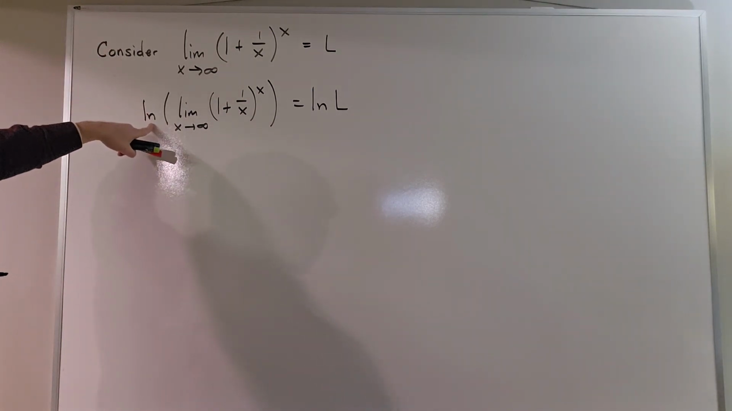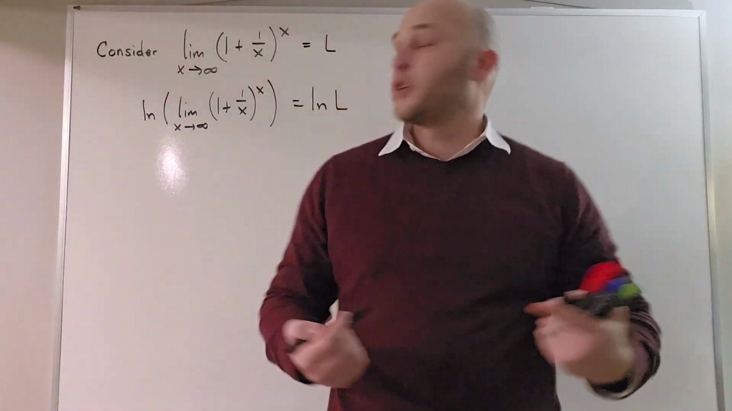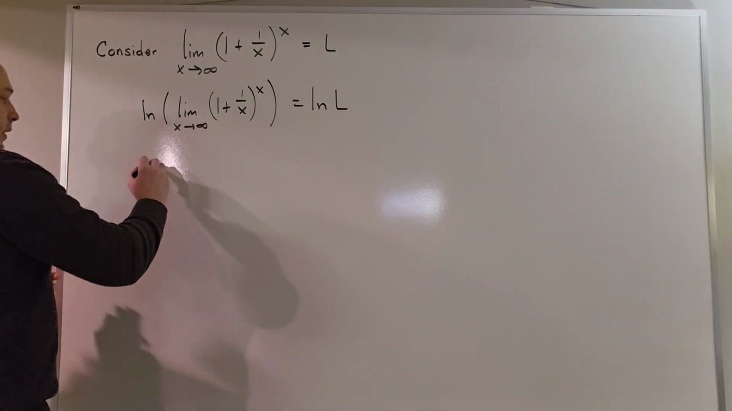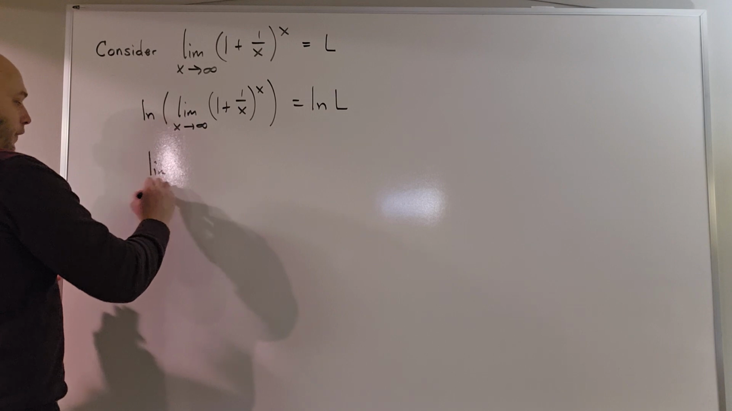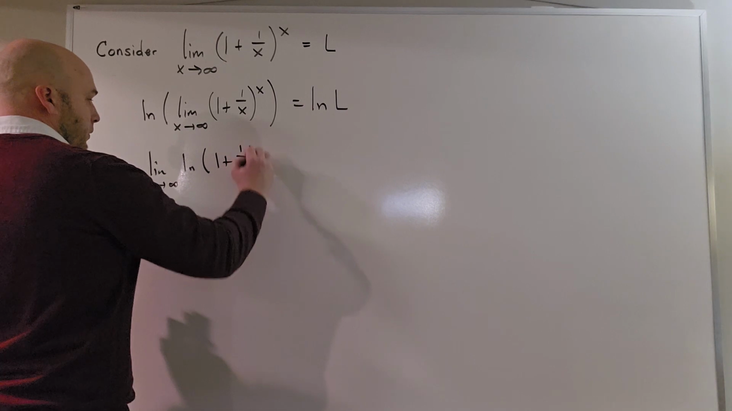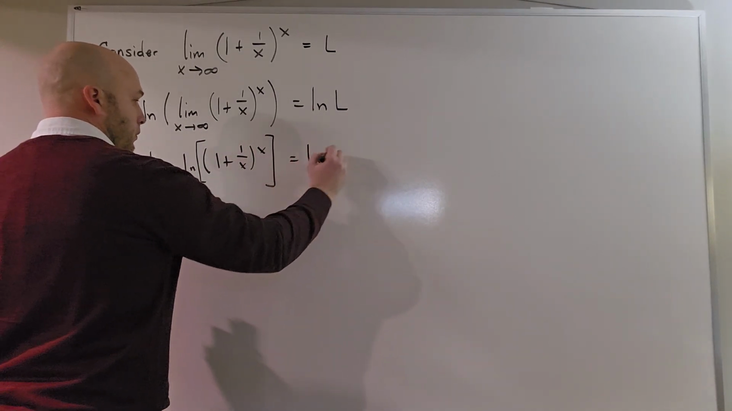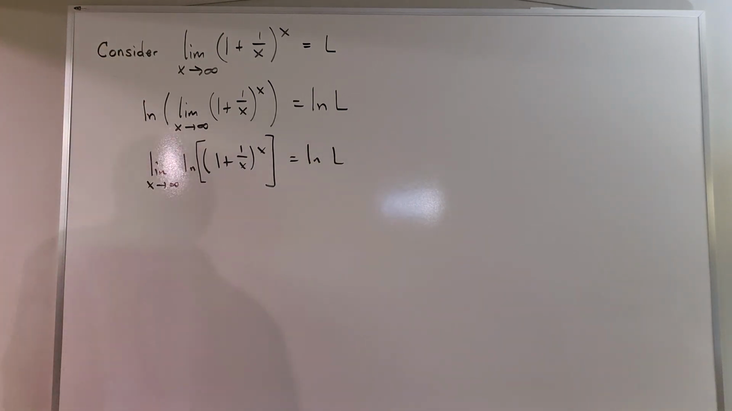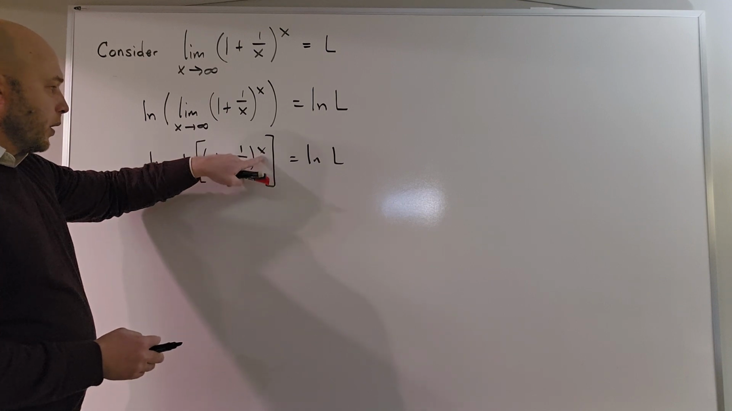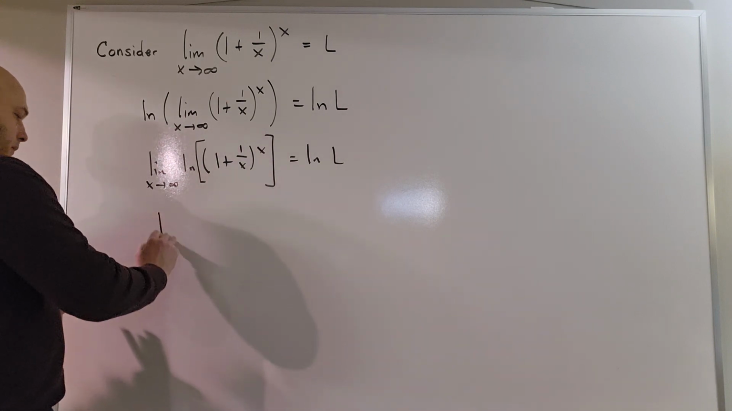Now remember, the natural log is a continuous function, and the limit operation is interchangeable with continuous functions, meaning I can interchange the operation of taking a limit and taking a log, writing this as the limit as x goes to infinity of the natural log of that expression. And now I can take the natural log of this expression where I take the exponent that's on the inside and bring that out front as a coefficient.